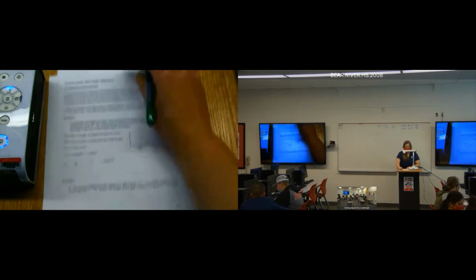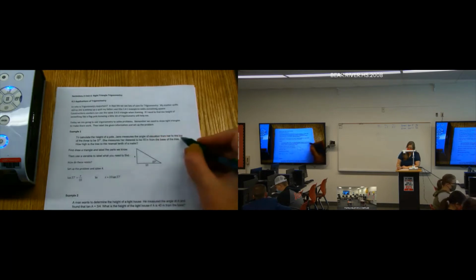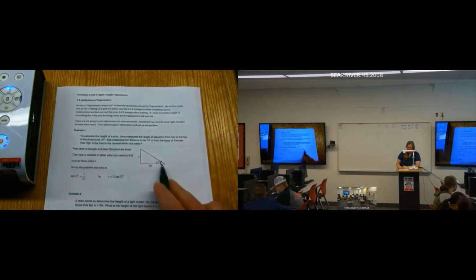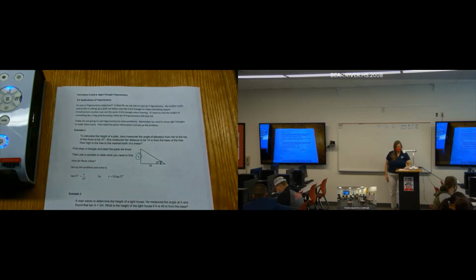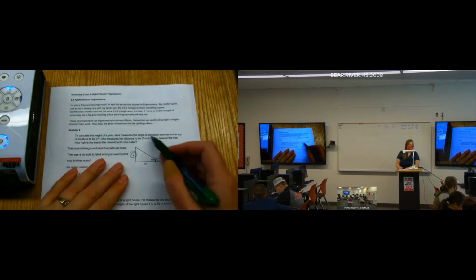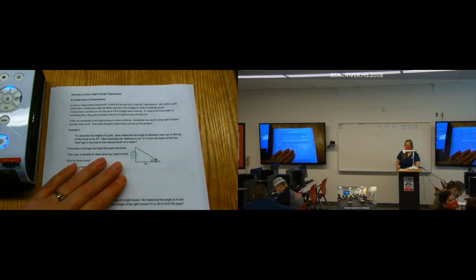So here we go. We're going to stand at the bottom of a tree. She measures the angle of elevation. So here she is standing. She looks up to the top of the tree. There's our angle of elevation. It's 37. She measures her distance to the bottom of the tree. It was 10. And she wants to know how high the tree is. Well, that's just what we did in our warm up today. How do I solve that?